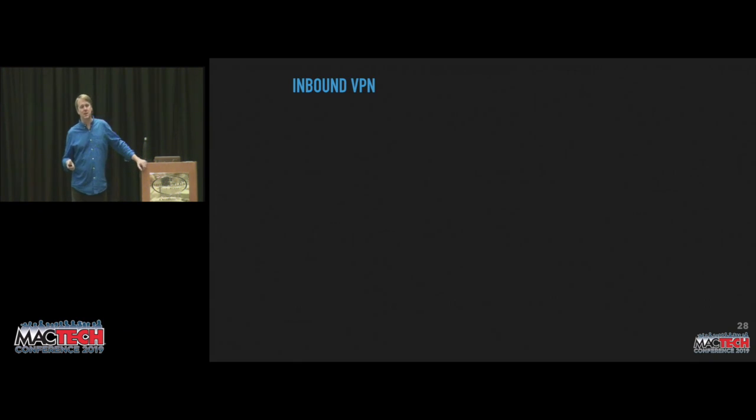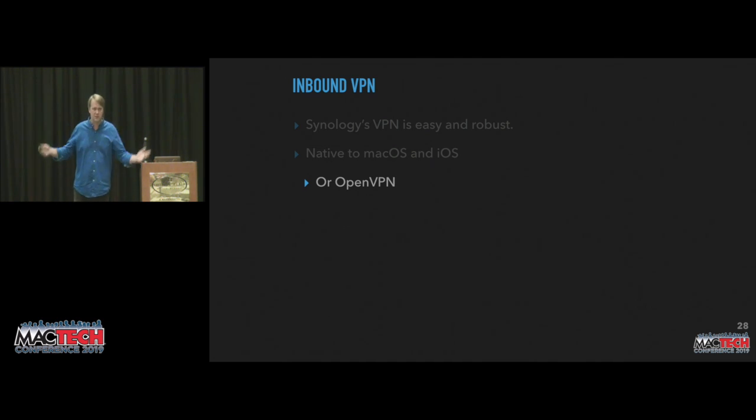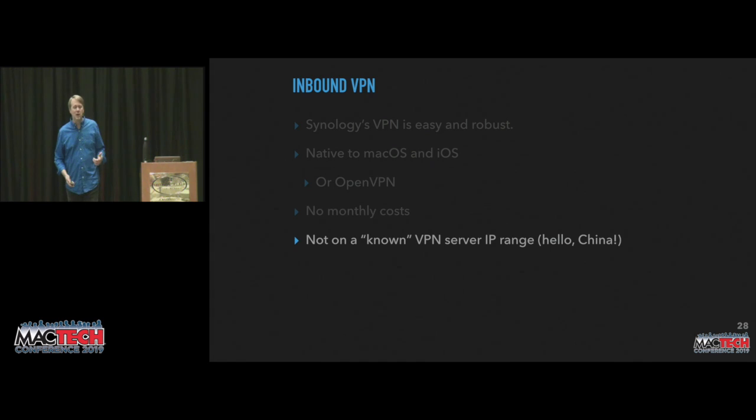Inbound VPN is another one. In the two sessions earlier this morning, we talked about the importance of using a VPN. Well, your disk station can be your VPN server. You don't need to pay for a third-party VPN. It can run VPNs that are native to macOS and iOS with L2TP, or it can run OpenVPN, which is not native, but clients are available and functional. It's easy to set up. There are no monthly costs, and it's not on a known VPN server IP range.